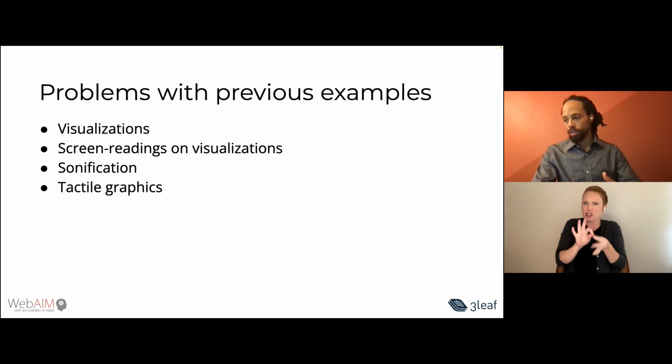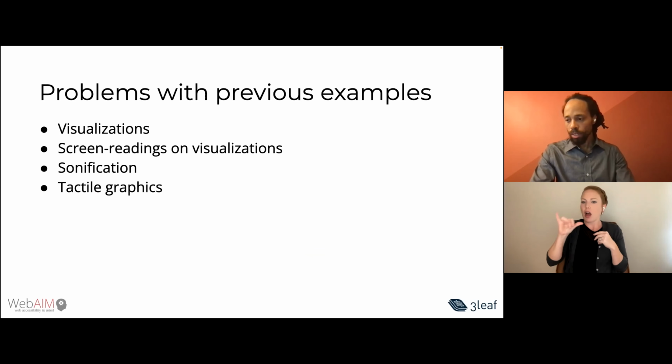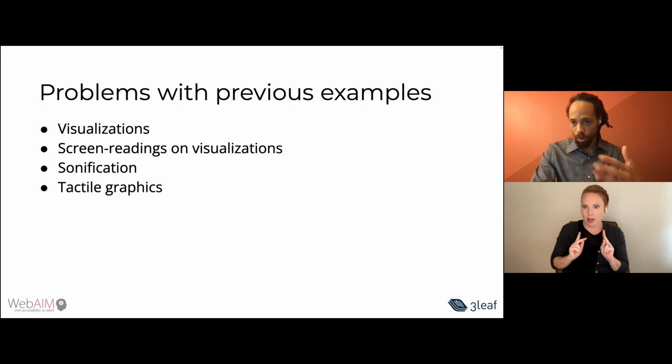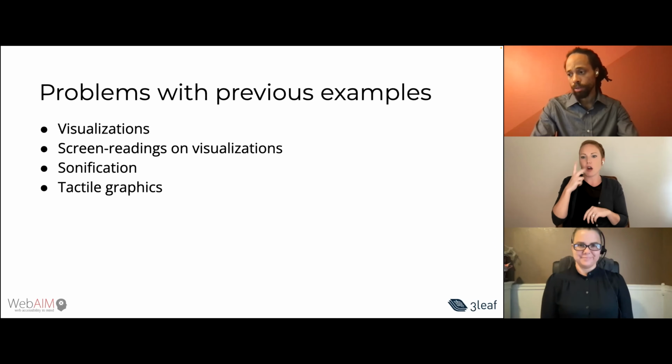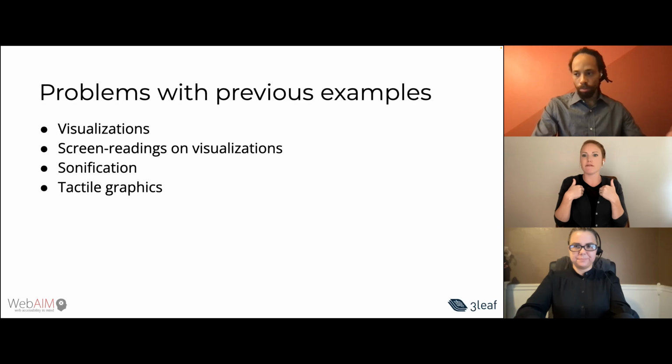So this is data visualization as perceived by sighted folks. And then we see from the examples we started off with that we have problems across the board too.